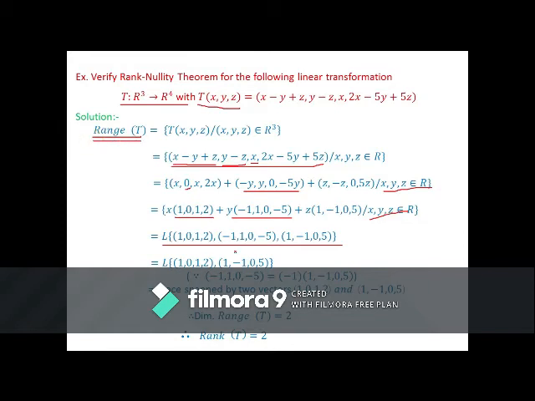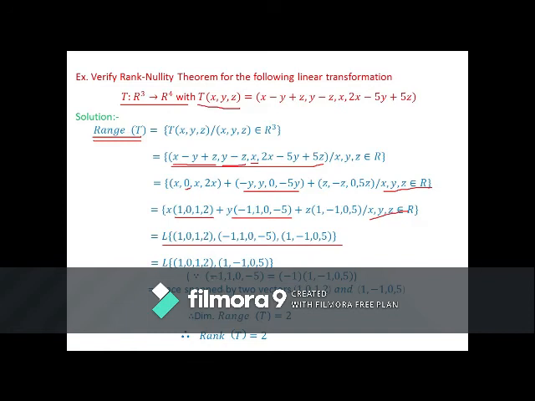See here, one observation is that this vector (minus 1, 1, 0, minus 5) can be written as minus 1 into (1, minus 1, 0, 5). So these vectors are not linearly independent.